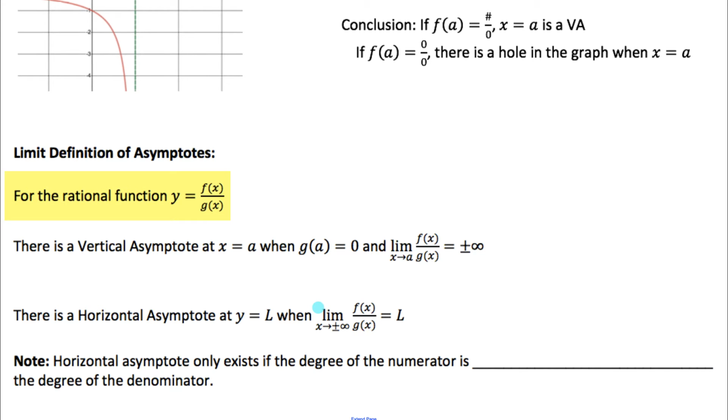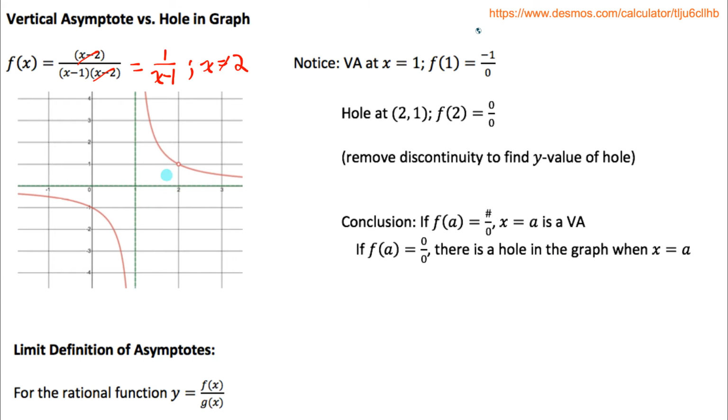So for a rational function where we have f of x over g of x, there's a vertical asymptote at an x value of a if the denominator is 0 at that value of a, so if g of a is 0, and if the limit as x approaches a, so as I plug in x values that approach a into this whole function, I get plus or minus infinity. That means the function is getting infinitely close to that vertical asymptote but never touching it. It's going infinitely high and low. And if we look here, notice to the right of the vertical asymptote, as I approach that vertical asymptote, the function's going infinitely high. It's going to infinity.